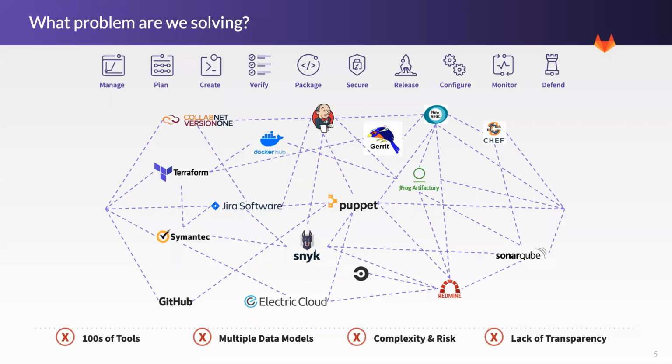So they're using integrations and patches and end up with many tools integrated together, and this complexity slows down the DevOps. And also it introduces complexity and security risk and compliance risk. And different data models means that you don't have transparency. Different teams are talking with different metrics, different languages. So this is what GitLab solves.